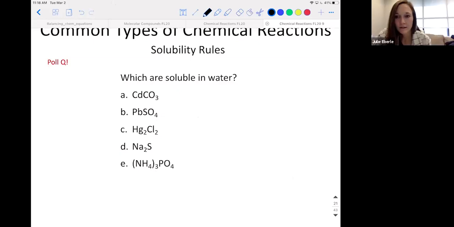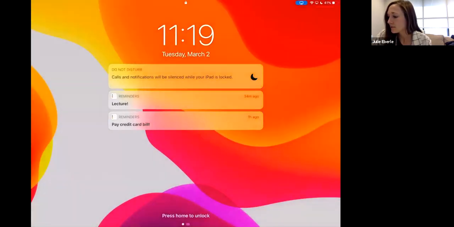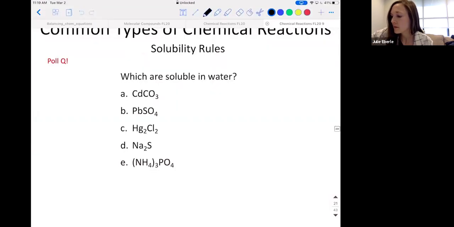All right, I think that's pretty good. We're 80% voted, so get your vote in if you've not yet. All right, I'm going to go ahead and stop it and share results. Okay, so most people picked D and E. These were the two most commonly picked answers. Which are soluble in water.